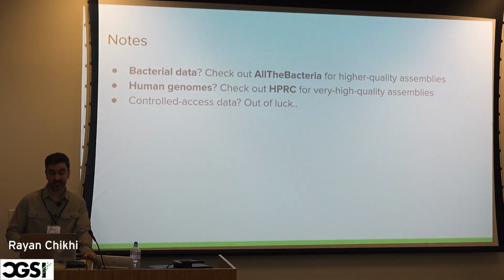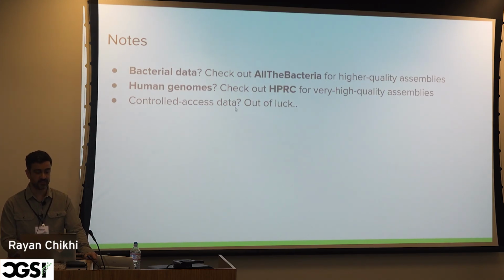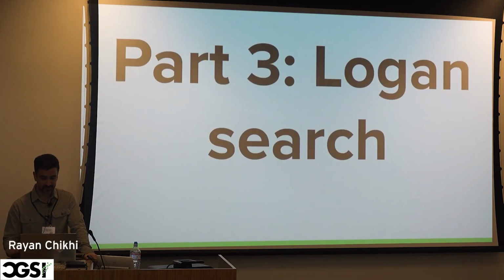Quick note on bacterial data. Don't use Logan for bacterial isolates. There's actually another project called AllTheBacteria that has higher quality assemblies. And for human genomes, there are some human cell lines in the SRA, but I would recommend checking out the Human Pangenome Reference Consortium for higher quality human genomes. And if you want to access controlled access data, such as disease cohorts and so on, you're out of luck. They are not public, so you need to request access, unfortunately. I guess this is what it is.